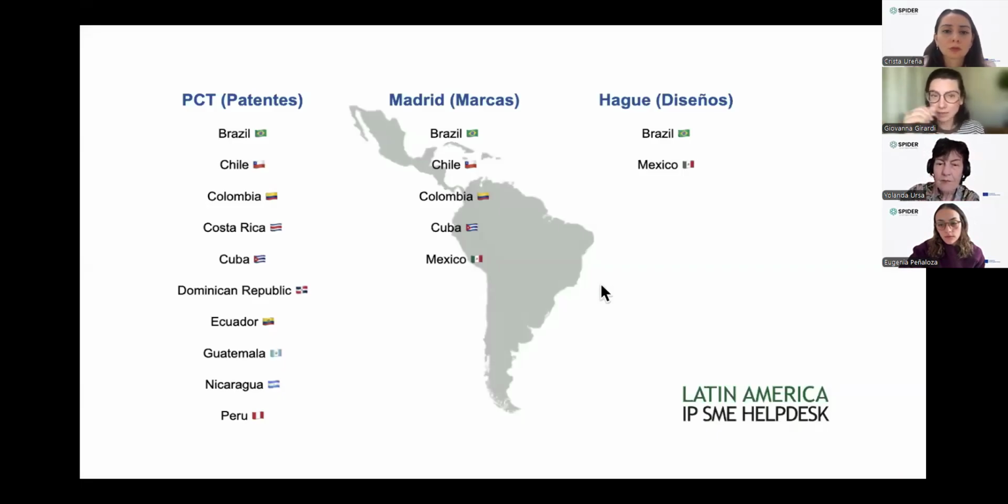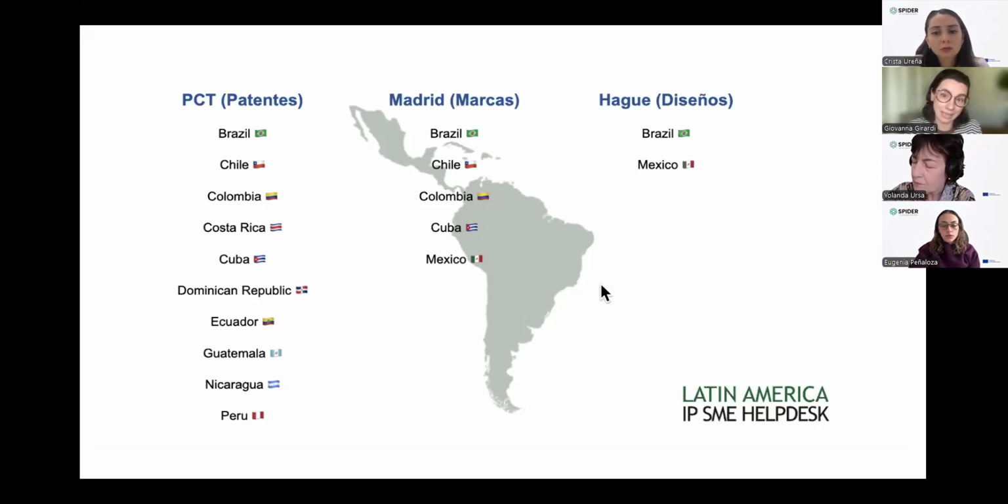So in Latin America, we can use international systems managed by the World Intellectual Property Organization to register patents, trademarks, and designs. However, not in all countries. For patents, you have the list there: Brazil, Chile, Cuba, Colombia, Costa Rica, Dominican Republic, Guatemala, Ecuador, Nicaragua, Peru. For trademarks, you can only use this international system in Brazil, Chile, Colombia, Cuba, and Mexico. And for designs, unfortunately, only 2 Latin American countries are members of the treaties that enable the World Intellectual Property Organization to manage the registration of these rights.